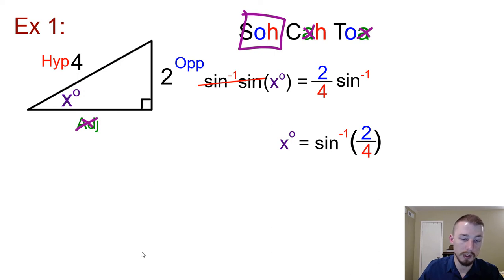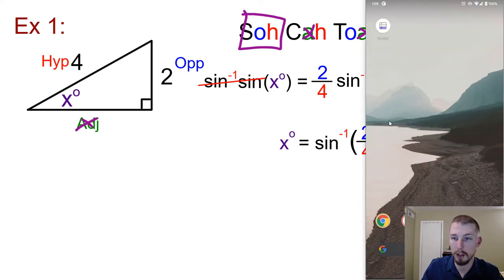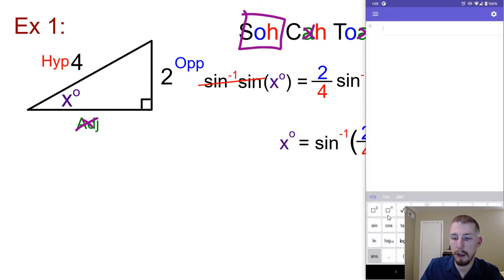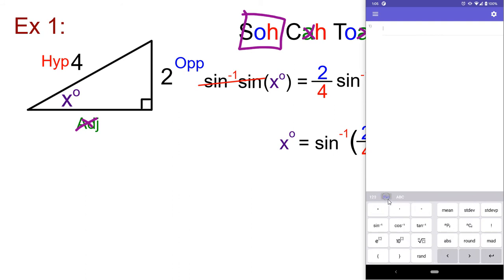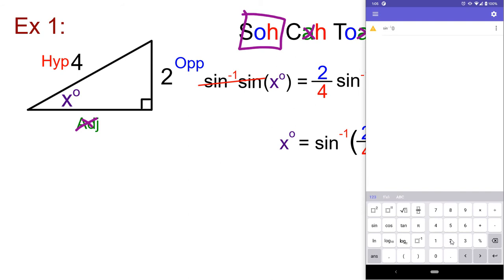All right, so I need to put this in the calculator, so I'm going to pull up my calculator here. Launch your scientific calculator from GeoGebra. The sine, cosine, and tangent functions are here, but we want the inverse sine. So we have to go to the function of x button here, and then I'm going to do the inverse sine of 2 divided by 4. You can put that in as a fraction if you want, using the n over d button, or just 2 over 4 would be just fine there.